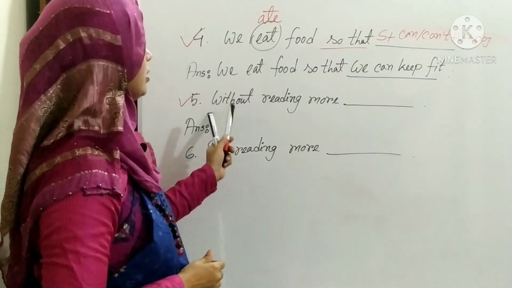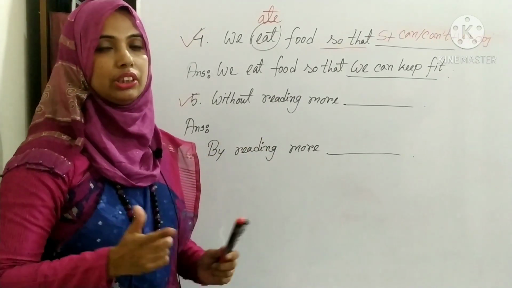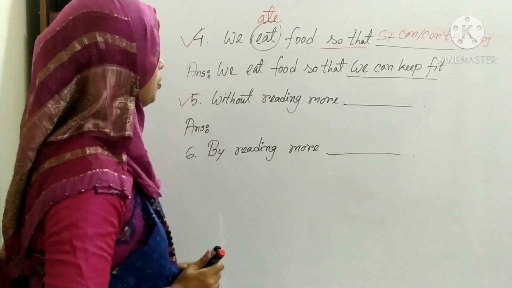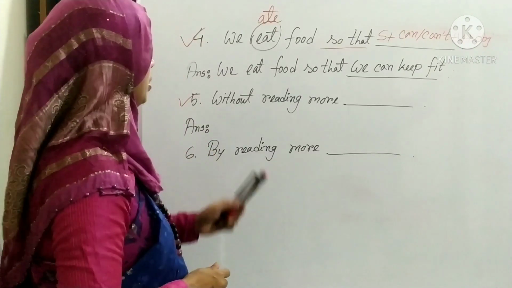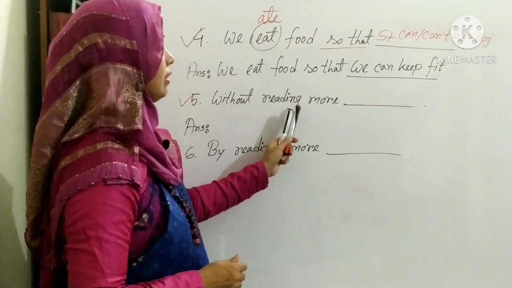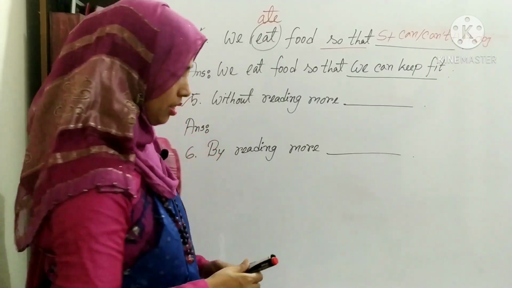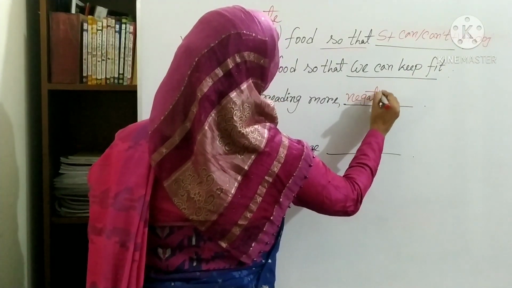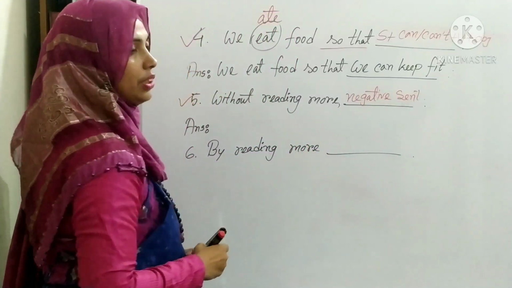Here you are seeing that after "without" there is a gerund. So what is a gerund? An -ing related verb, the verb which is -ing related, we can call it a gerund. So the rule is, if you find a gerund after "without", then the rest of the sentence will be negative. That means you have to write a negative sentence here.